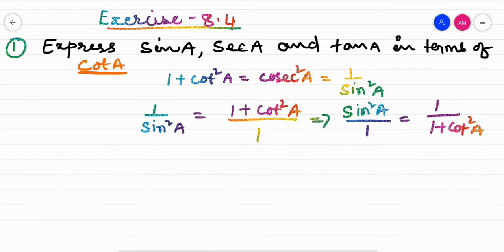So children, you need only sine A. So sine A will be equal to, you have to put roots. So sine A will be equal to square root of 1 by 1 plus cot square A. Since you are having square root, you can put plus or minus. So sine A will be equal to plus or minus root 1 by 1 plus cot square A. So you have got the value of sine A.